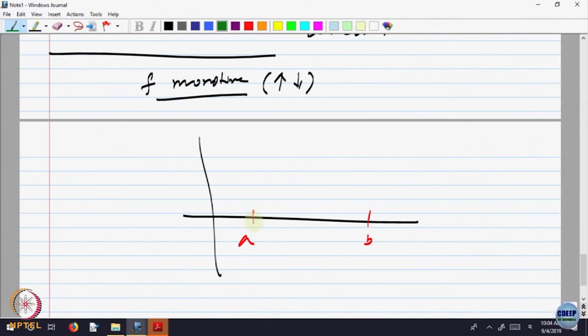So, say it is a monotone function. Okay, so it starts somewhere. This is the value at the point A. Say it is monotonically increasing. So, probably it goes up like this, and then there is a discontinuity, it goes like this. And maybe it remains constant somewhere and then again starts going up like this. So, this is the value at the point B. So, this is f of A and this is f of B.